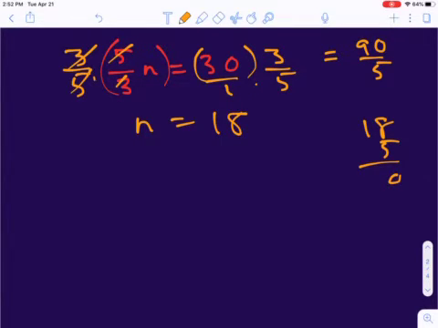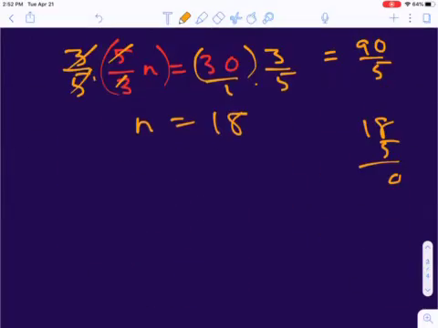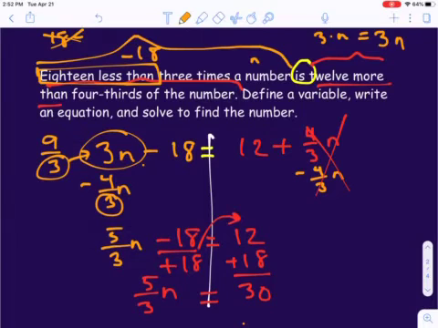So n equals 18. I would go back and look at my original equation and say, okay, 3n minus 18 equals 12 plus 4/3 times 18. I'll plug it in. We said our answer was 18, correct? Yep. So 3 times 18 minus 18. Well, that's 54 minus 18, which gives me 36.